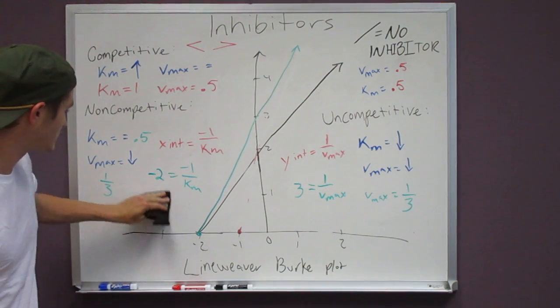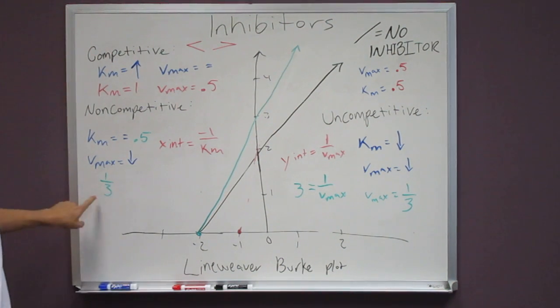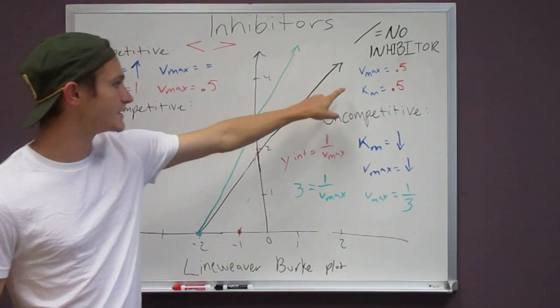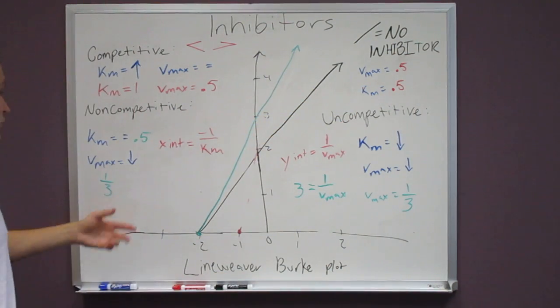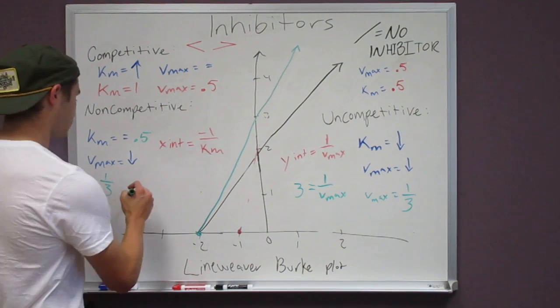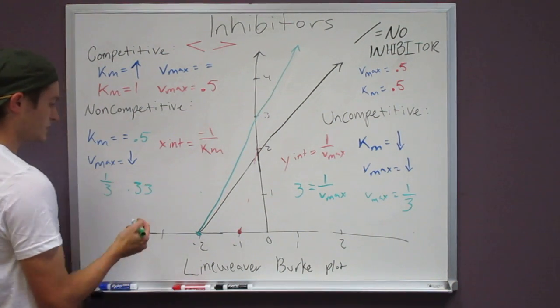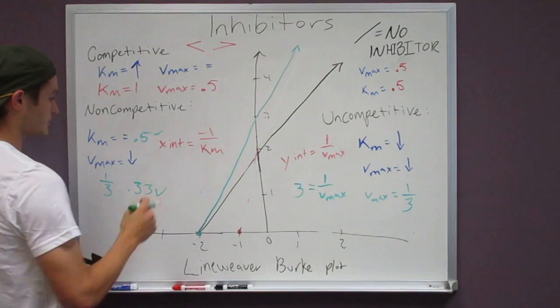So let's see if that makes sense. So 1 over 3, is that less than 0.5? Yes. So 1 over 3, it's approximately 0.33. So check, check. So that looks good.